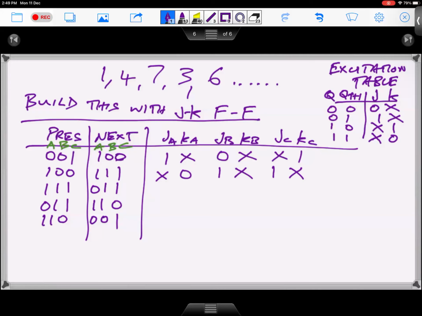Then we have 1 to 0. 1 to 0. Okay, no problem. 1 to 0. 1 to 1. X 0. 1 to 1. X 0. 0 to 1 is 1x. 1 to 1 is x 0. And 1 to 0 is x 1. And last, we have 1 to 0. We have 1 to 0. And we have 0 to 1.